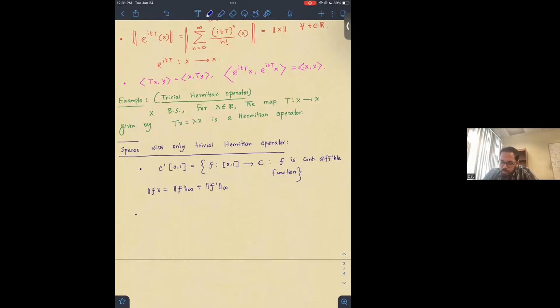There are a few more, but I'm pretty sure that this space would make all of you very excited: the Hardy space on the unit disk. The Hardy space on the unit disk is another space which, for p between 1 and infinity, for p not equal to 2, for obvious reasons, also has only trivial Hermitian operators. So the only Hermitian operators that you have here are trivial Hermitian operators.